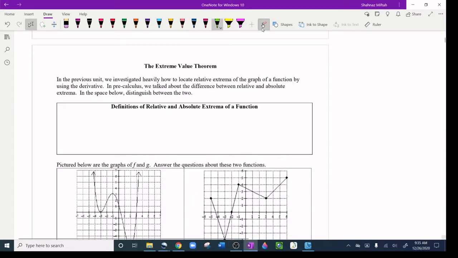This is Unit 5 and we are talking about the extreme value theorem. In the previous unit, we investigated heavily how to locate relative extrema. How do you find it? You take a derivative, make it equal to 0, find critical points, and then make a sign chart: positive to negative, negative to positive. That's how you find the relative extrema of the function using the derivative.